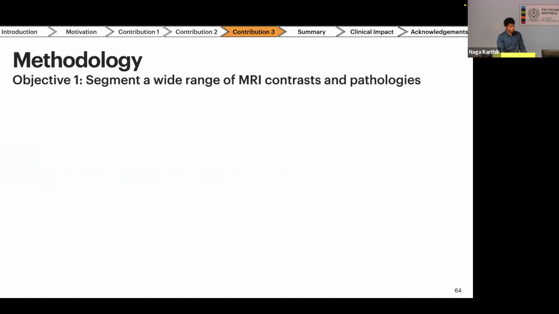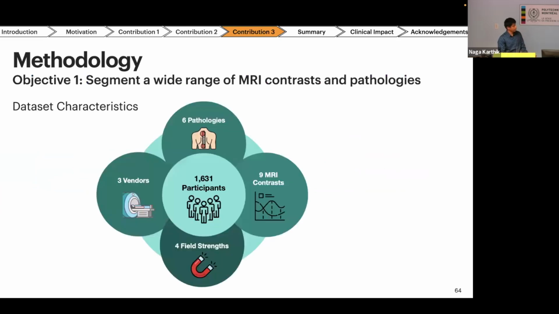So the first objective was to create a model to segment a wide range of MRI contrasts and pathologies. So we curated a large data set of about 1,600 participants, 9 MRI contrasts spanning across 6 pathologies and different vendors and image strengths of the scanner. And these data were curated from 75 clinical sites, so it is pretty diverse in that sense.